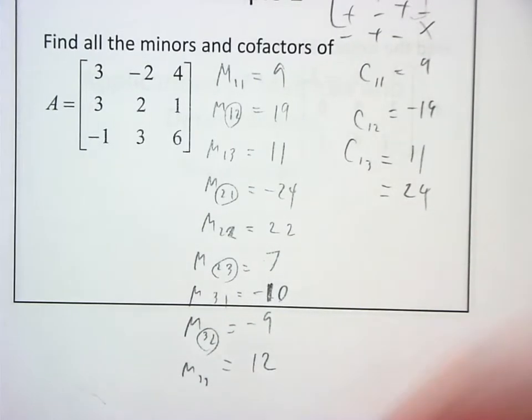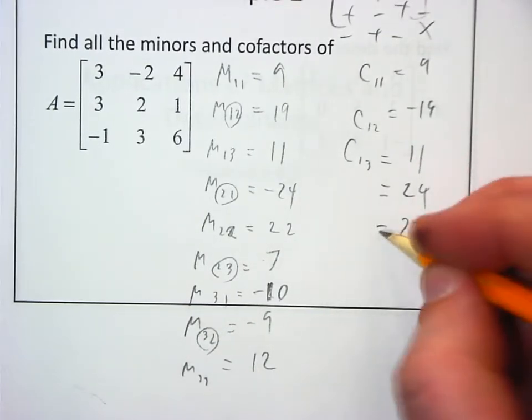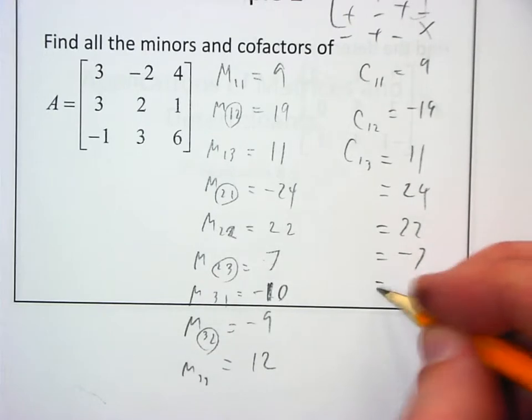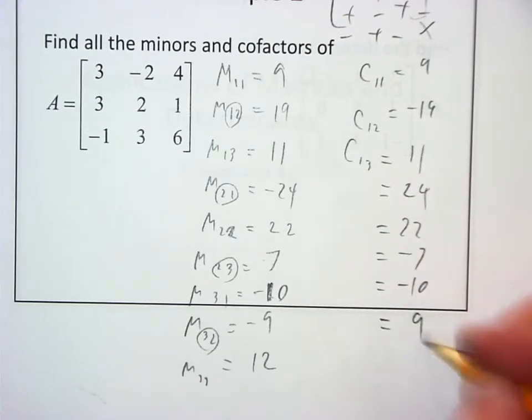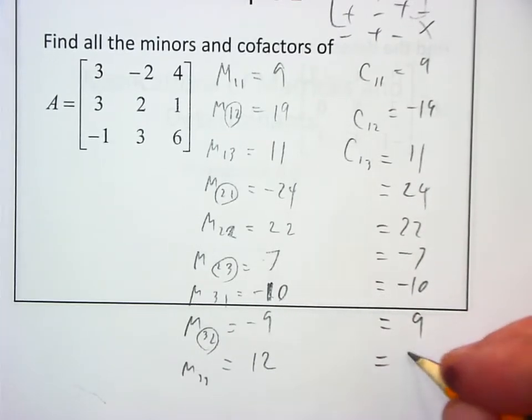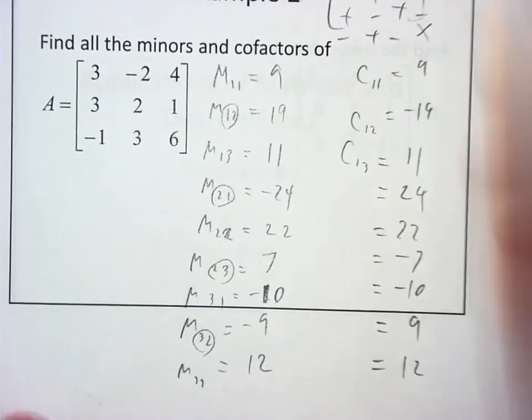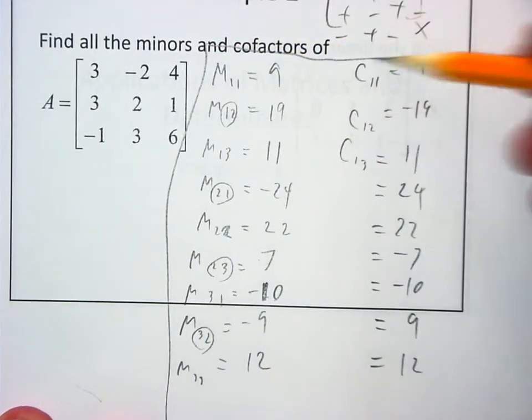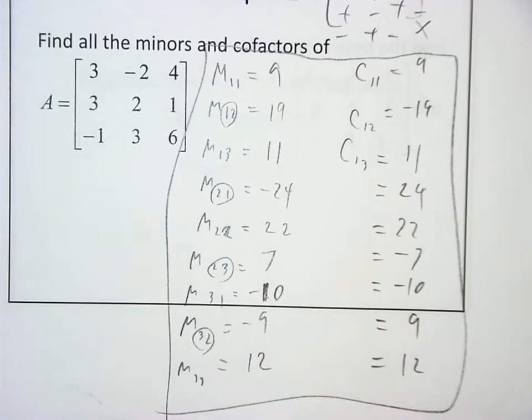Okay. Yep. So 24 flips, 22 remains the same, 7 flips, negative 10, positive 9, and positive 12. So those would be your minors and your cofactors. Since it's asking for that, those would be your answers.